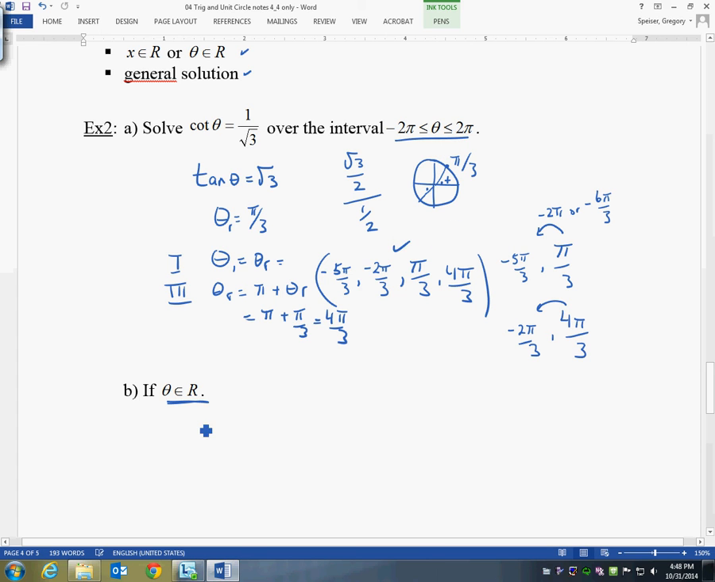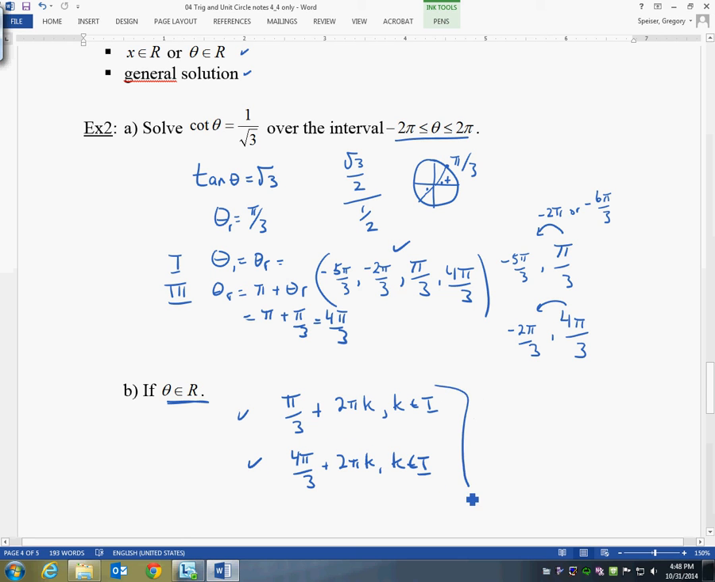Now if I wanted to give my general solution, it's this idea. I take my pi over 3 and, just like we did with the coterminal, I can say plus any multiples of 2 pi multiplied by k, where k is an integer. And I can also go 4 pi over 3 plus 2 pi k, where k is an integer. And so that's a very good solution.